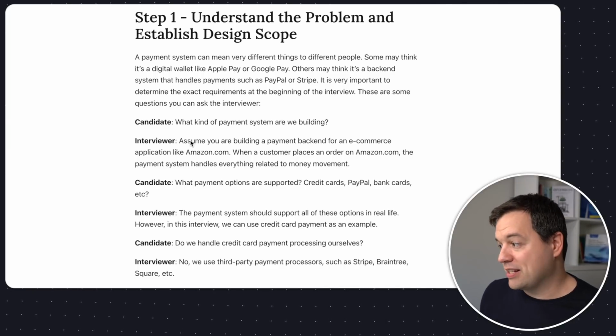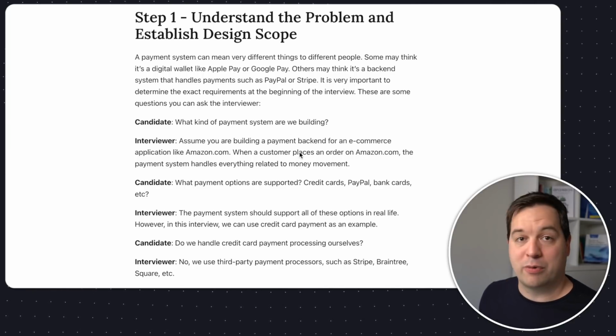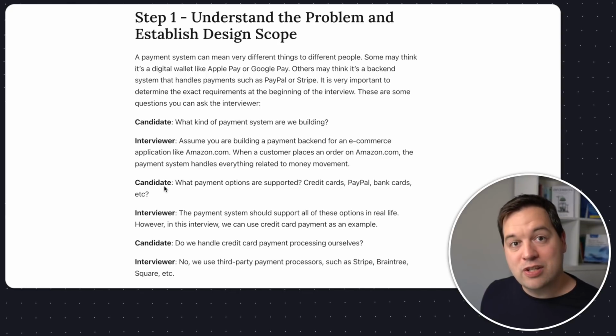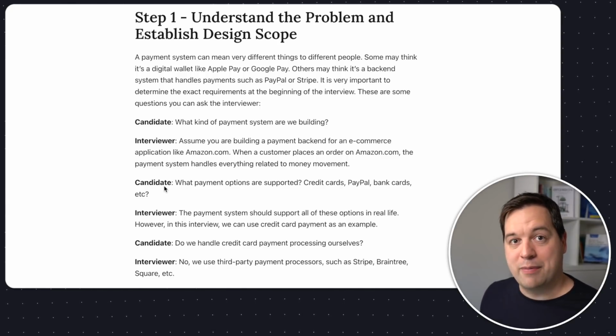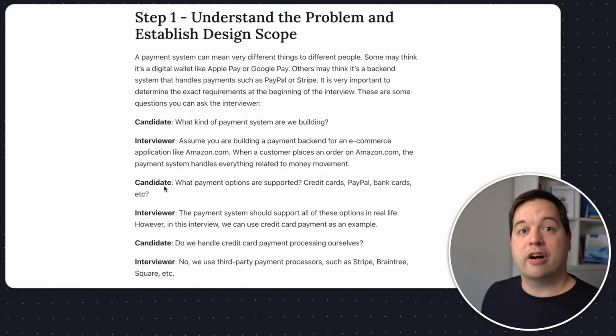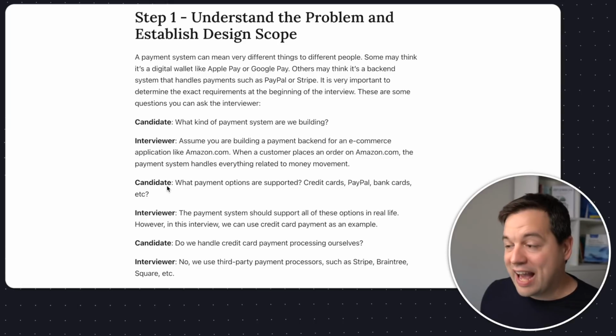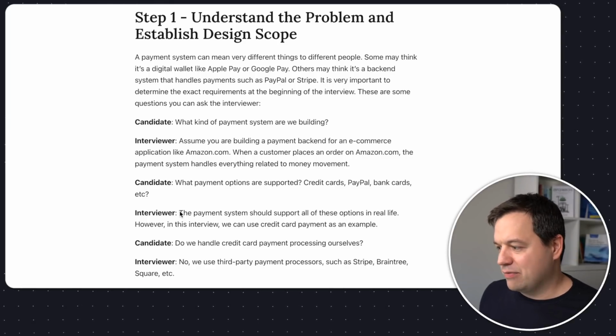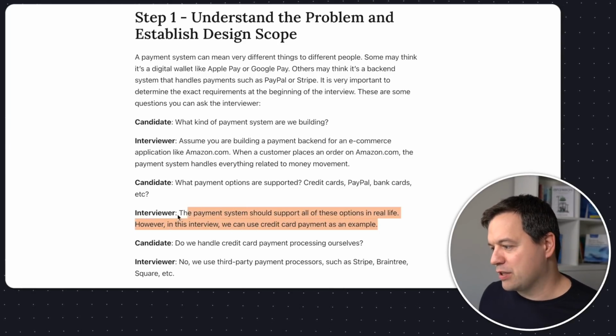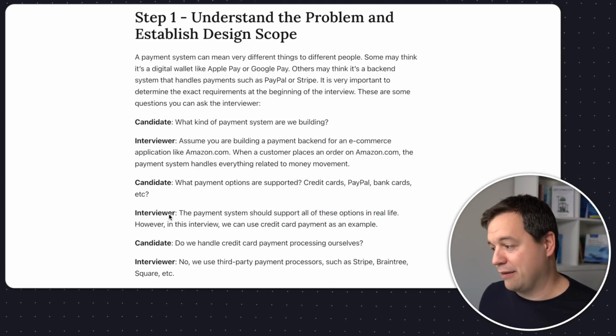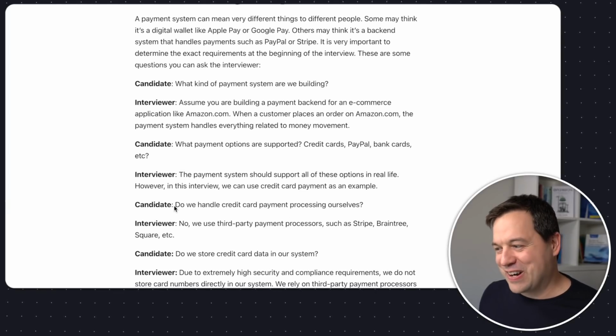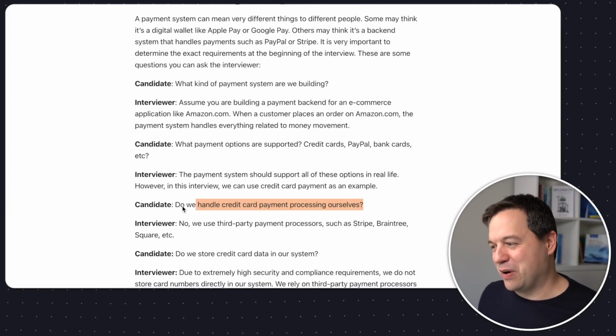And, you know, the interviewer might say that we're doing something like e-commerce, like Amazon.com. Next question that you definitely need to know for payments is what kind of payment options do we do? Are we going to do credit cards? Are we going to do wallets? Are we going to do cash? That kind of stuff. And the interviewer will probably say that we're looking for stuff that is similar to real life.